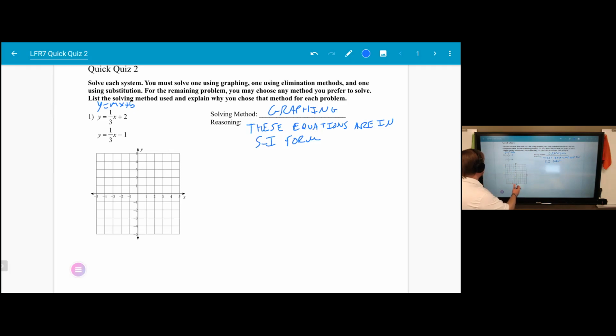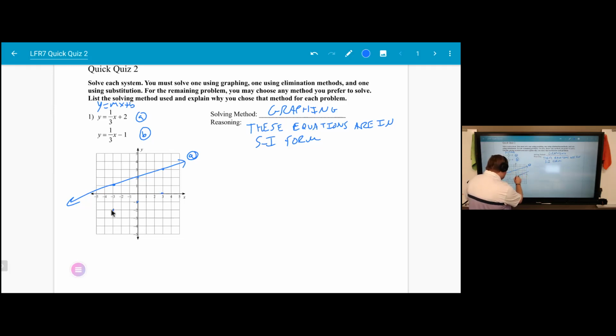So how would I do this first one? My y-intercept is 2. My slope is 1/3, so I'd rise 1, run 3, or go down 1 and left 3. My first equation looks a lot like this if I graph it out. I'll call this A and call this one B. For B, my y-intercept is -1. My slope is 1/3, rise 1, run 3, down 1, left 3.